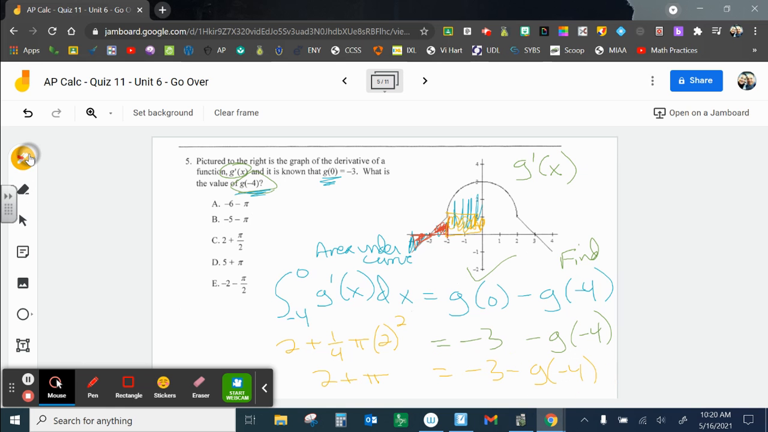So I got to pay attention to signs here. Add 3 to both sides. So I'm going to get 5 plus pi equals the opposite of g of -4. And this negative sign, when I divide both sides, so I just added 3 to get that 5. When I divide both sides by a negative, this is going to give me b, because both those are going to be negative.